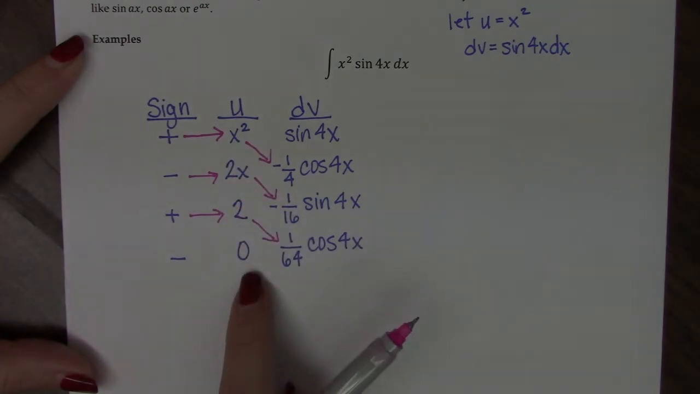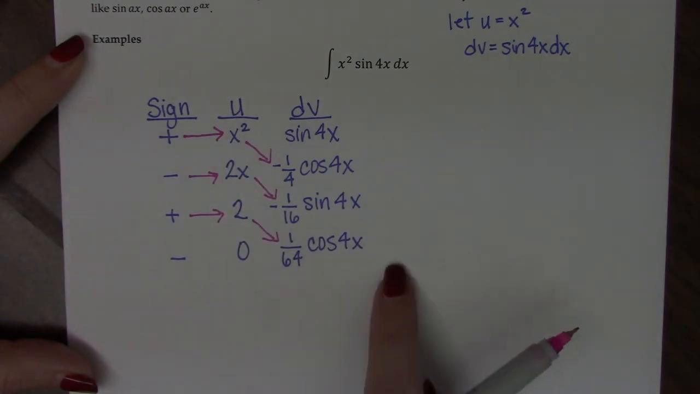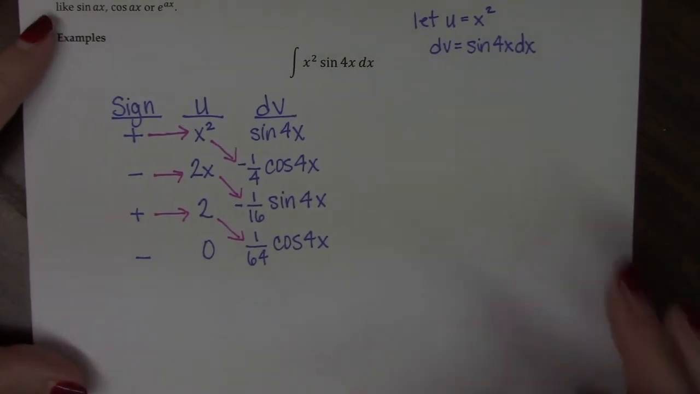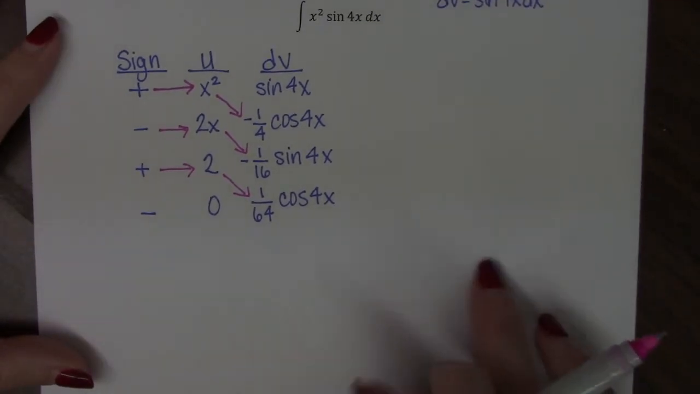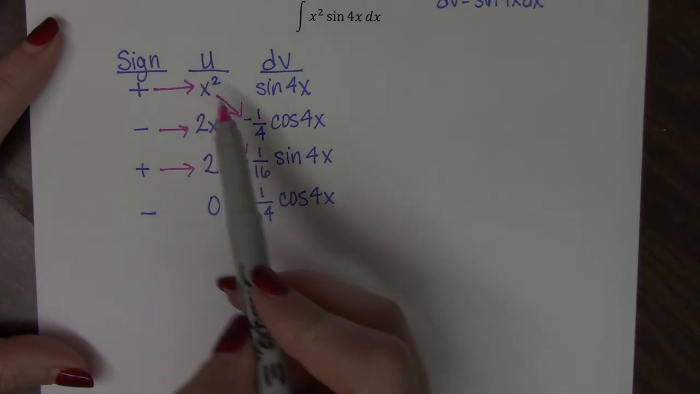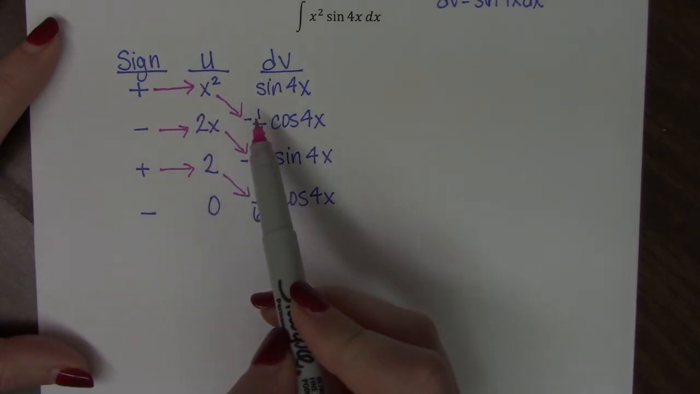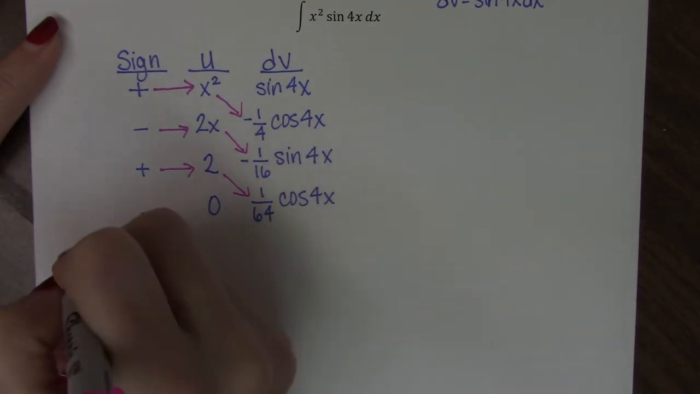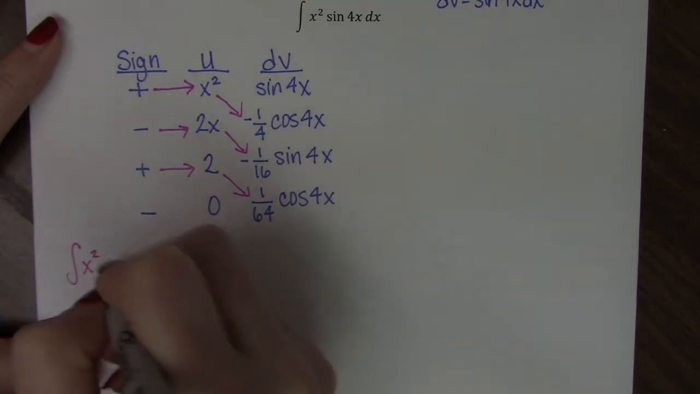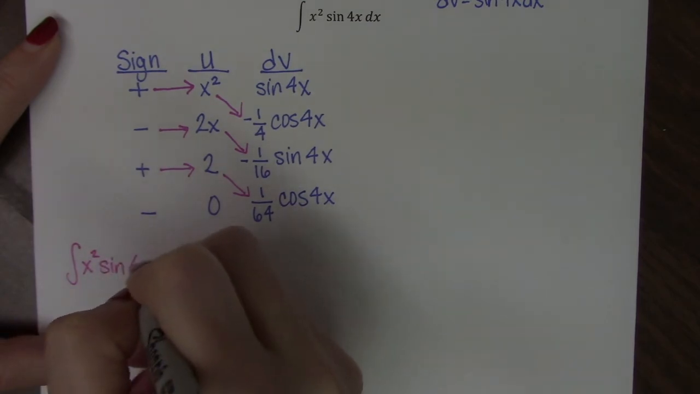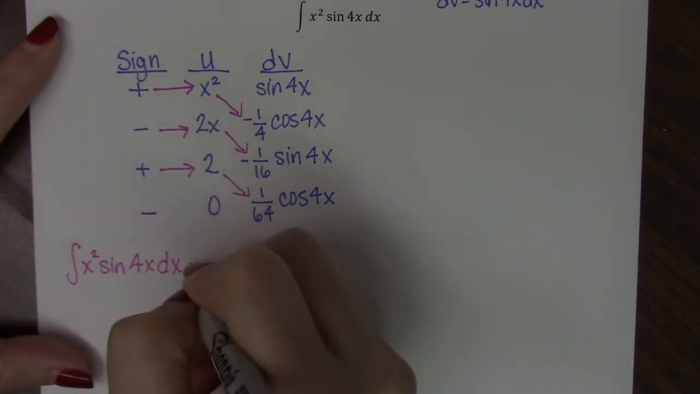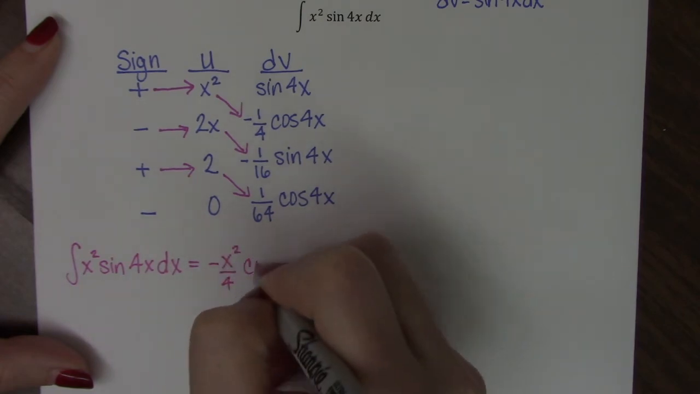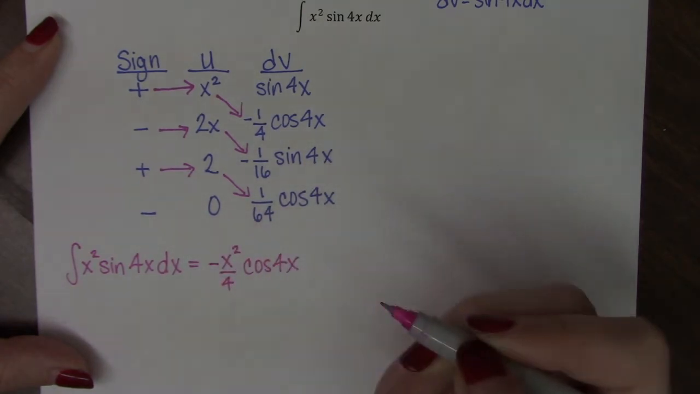And this is why I had to take this down to 0, because I had to have this row so that I could get my last v. So now we'll simply read this across. We'll get a positive x squared times a negative 1 over 4. So this is going to give us that the integral of x squared sine 4x dx equals negative x squared over 4 cosine 4x, right?